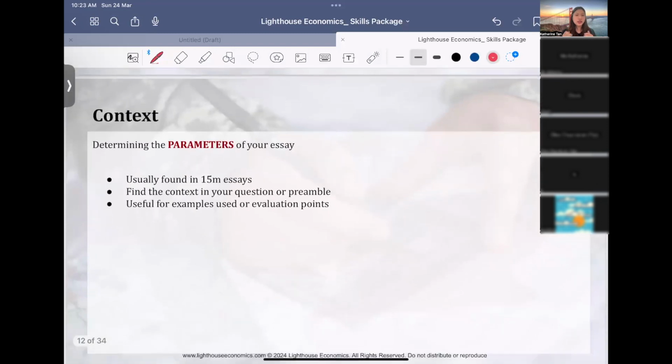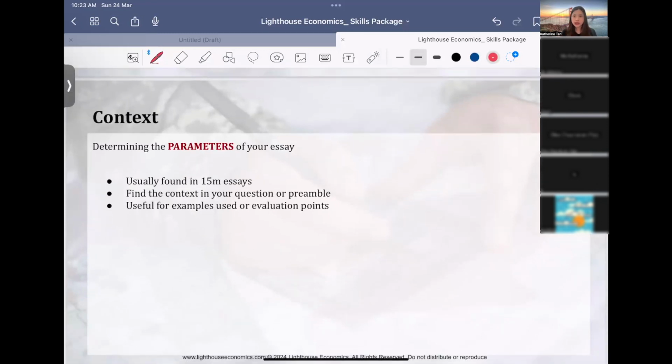Last one is context. Context doesn't occur in every single essay. Usually it occurs in 15 mark essays. A lot of people, when they see context, they don't like it. But actually context is very good for the exam. Why? Because context will tell you the parameters of your essay. So let's say demand and supply factors: the essay is going to be very free.